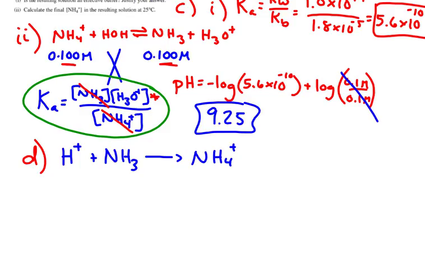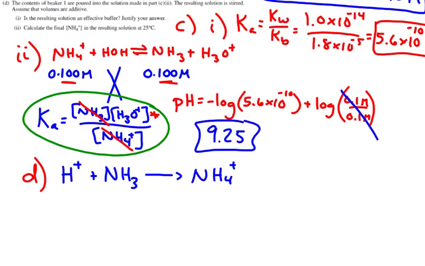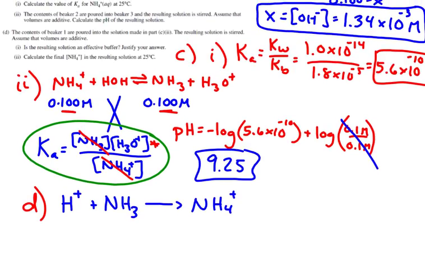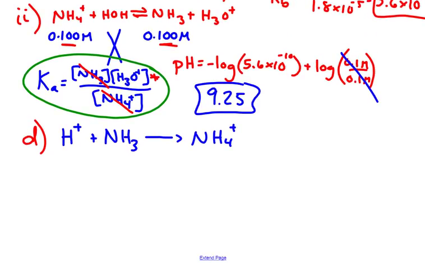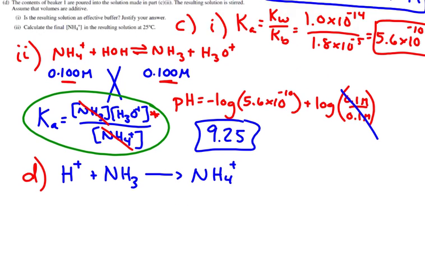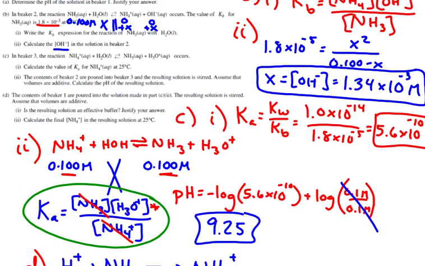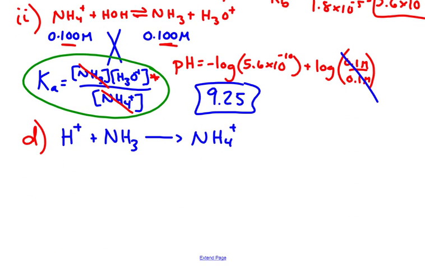Okay, so here's the tricky part, and I think this is a little confusing. It says the contents of beaker 1 are poured into the solution made in part C double I. The resulting solution is stirred; assume that the volumes are additive. So you have a certain amount of each of these. You have, what is this, 0.1? Yeah, 0.1. Just write that down. I have 0.1.